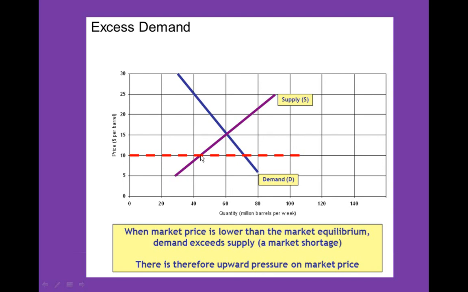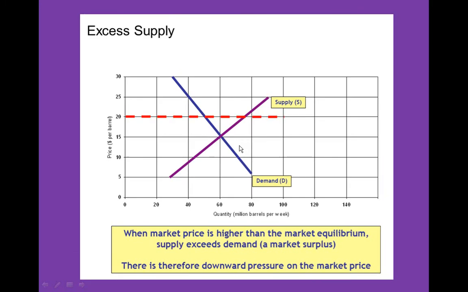Okay, so if we take this price here of $10 per barrel, we can see that supply is just over 40 barrels, and the quantity demanded is probably slightly over 70 million barrels per week. So we've got more demand than we have supply, so we've got excess demand. And obviously the closer we get to the equilibrium, the smaller the excess of demand is, but we still do have this excess demand.